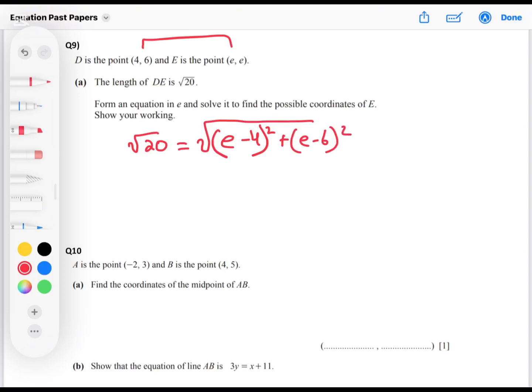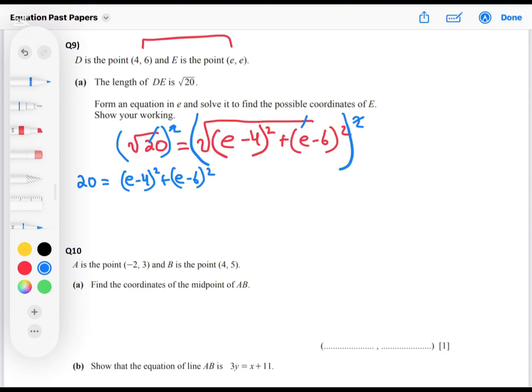Now to remove the root, I have to apply a square on both sides. The root and the square will cancel out. 20 equals (e minus 4) whole square plus (e minus 6) whole square. Now we can use a formula to open this (e minus 4) whole square.